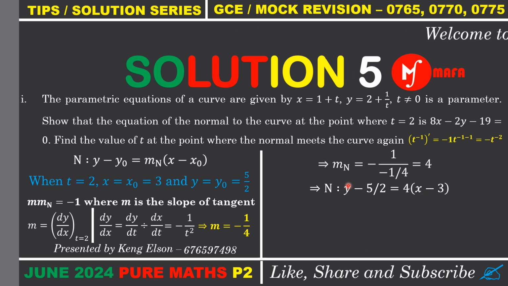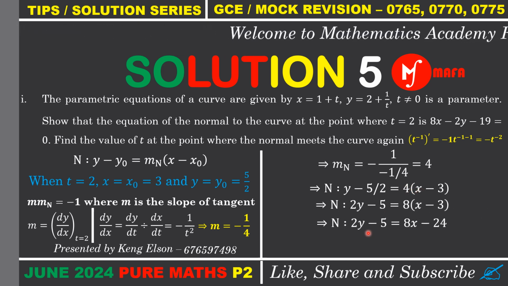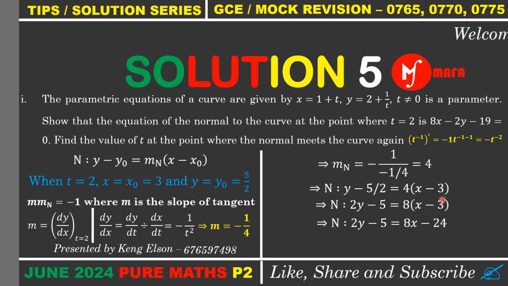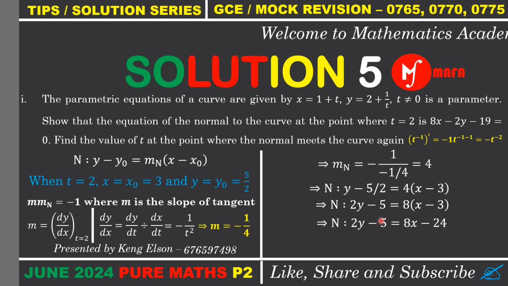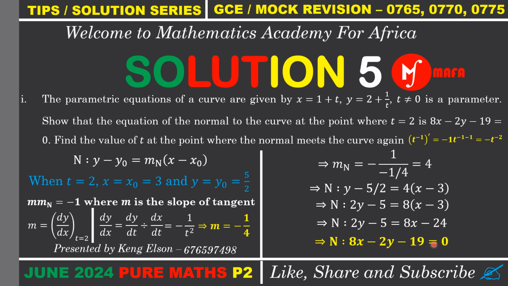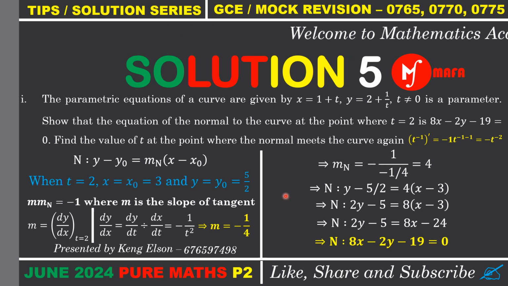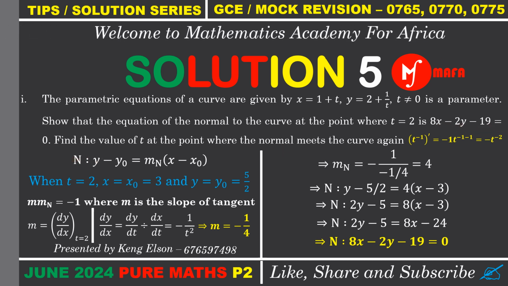Multiply all through by 2, I'm going to have 2y minus 5 equal to 8 into x minus 3. Now expand, we are going to have 2y minus 5 equal to 8x minus 24. If I send everything to the right hand side, I will have 8x minus 2y, -24 plus 5 is -19. So at the end of the day, we have 8x minus 2y minus 19 equal to 0. So we have succeeded in showing that the equation of the normal to the curve at the point when t is equal to 2 is 8x minus 2y minus 19 equal to 0.